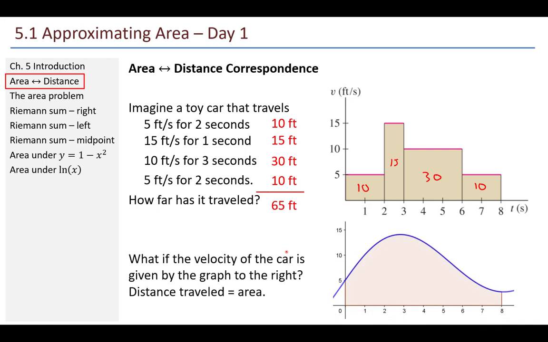And you can imagine how this generalizes to non-constant velocities. Suppose my velocity is continuous. It starts at 5 feet per second and slowly increases to 15 and then decreases. That area under the curve ought to also represent distance. How do we get to that area?